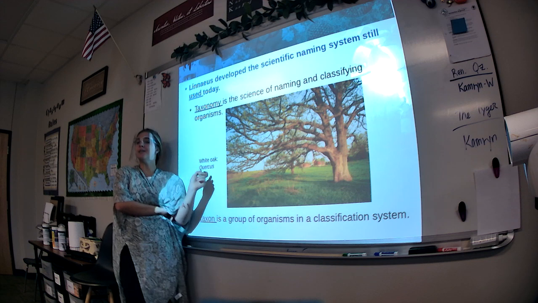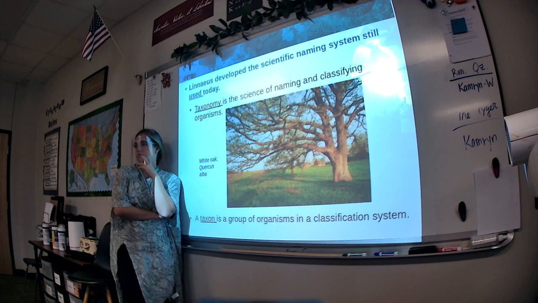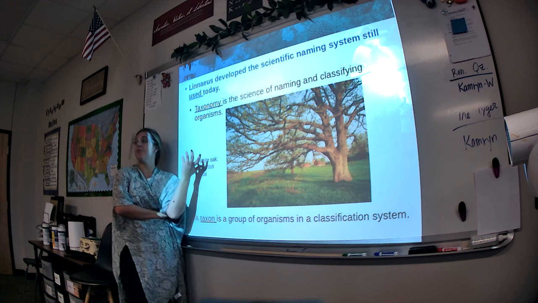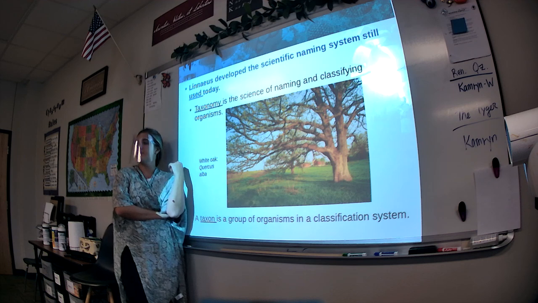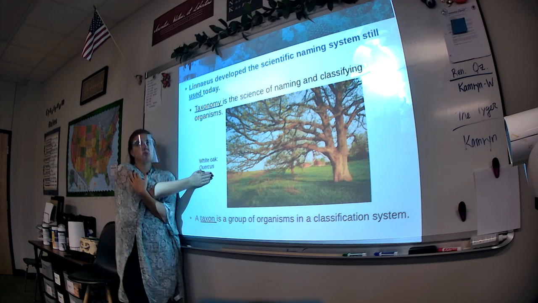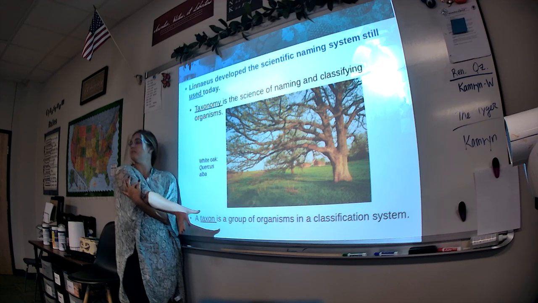Which of these would be the same for maybe like a red oak? Which of these would also be in the scientific name for a red oak? Landon? Quercus. Good. This is the genus name for all oak trees. Okay? Alba is specific to just the white oak species. Okay?